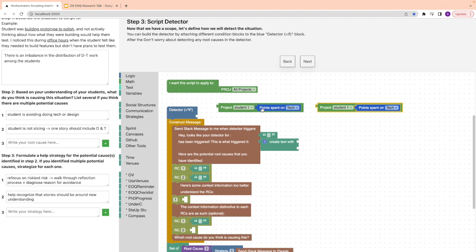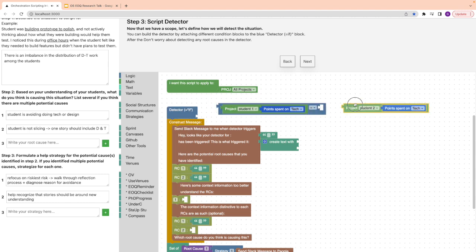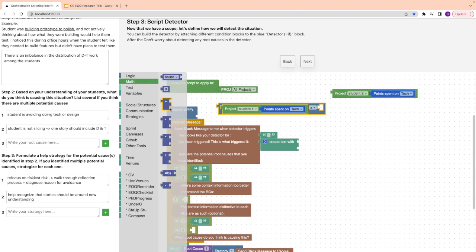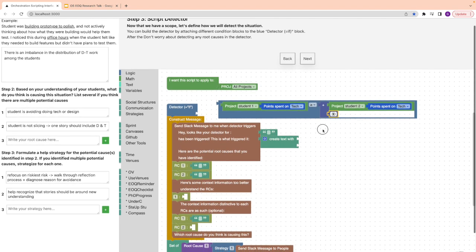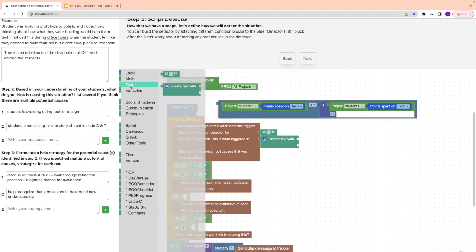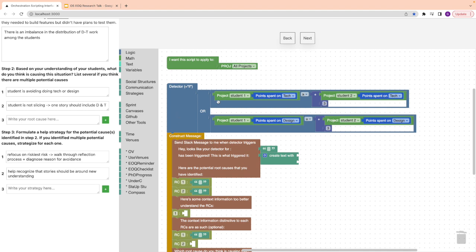So here we're comparing student 1 and student 2's points spent on tech. So we use a compare block, and we can also set how big of an imbalance we think is worth addressing. So for example, if student 1's points spent on tech is 3 points larger than student 2's points spent on tech, this signals a significant imbalance. We can do this similarly for design, and that would be the detector for this situation.